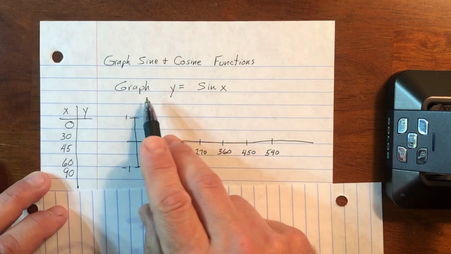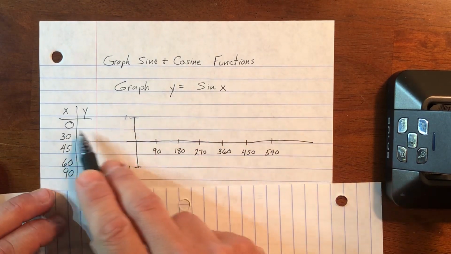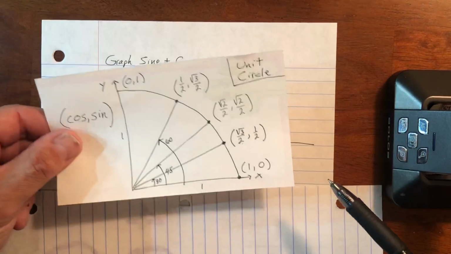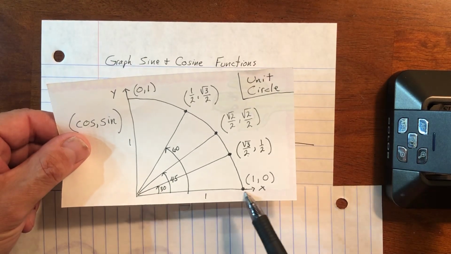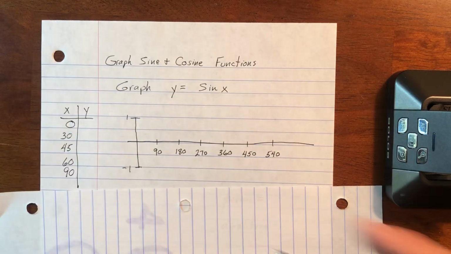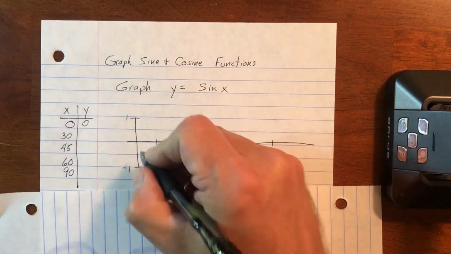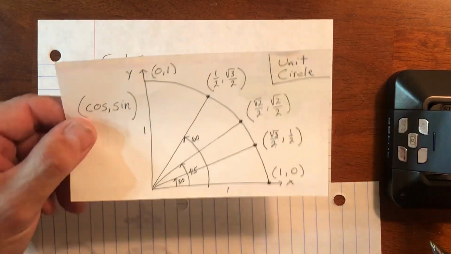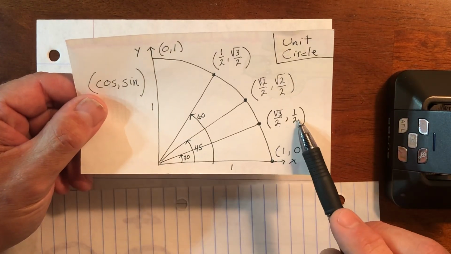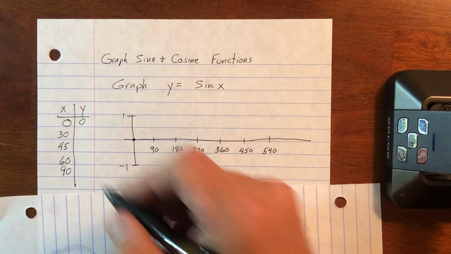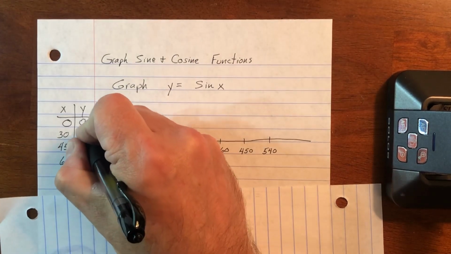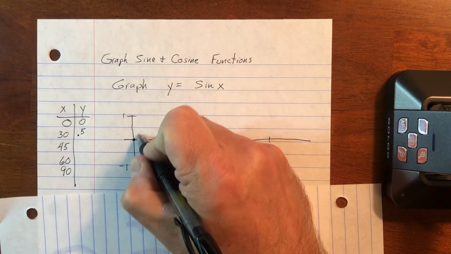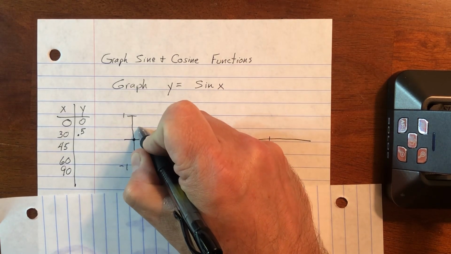Let's see. Graph y equals the sine of x. If we put a 0 in for x, we know that the sine is the y-coordinate, so for 0 degrees, the y-coordinate is 0, and I can put a dot right there. How about 30 degrees? Well, 30 degrees says it's a half, which is 0.5. So I'm going to graph 30 degrees as 0.5. That's about a third of the way between 0 and 90, so it's going to be right about here.